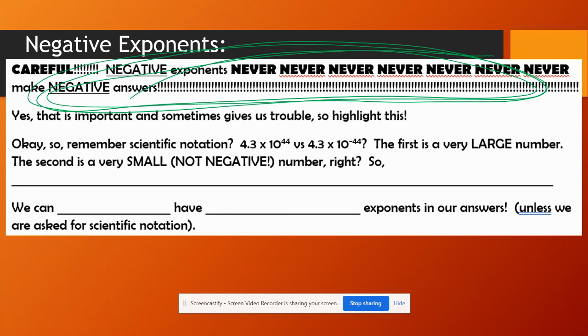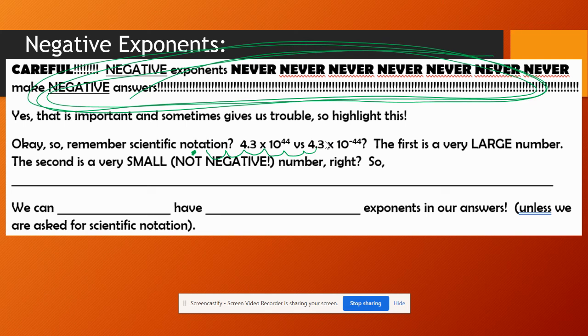If I had 4.3 times 10 to the negative 44th, it doesn't make that negative. That negative 44 in scientific notation says, okay, well now move the decimal to the left 43 times. So we have our decimal over here and we have 43 zeros and then a 4 and a 3. So it didn't make it negative, it just made it very small, a super small decimal.